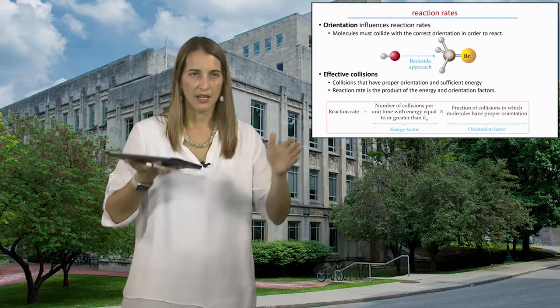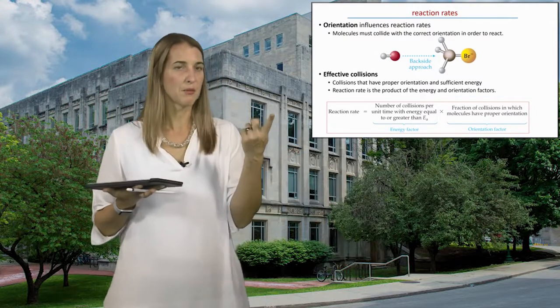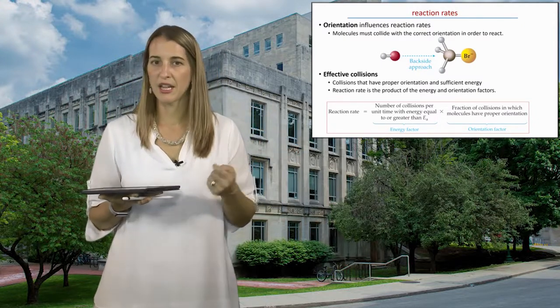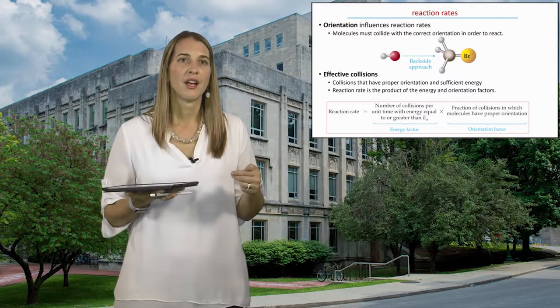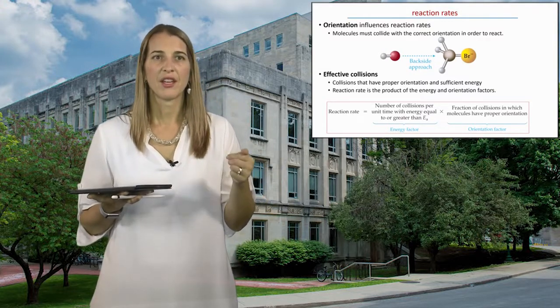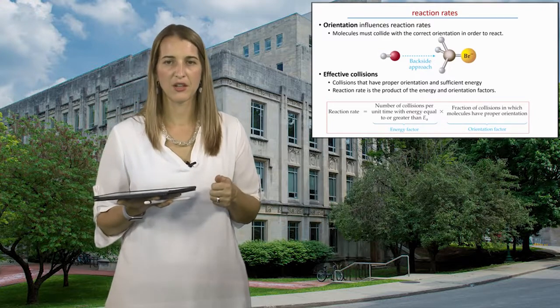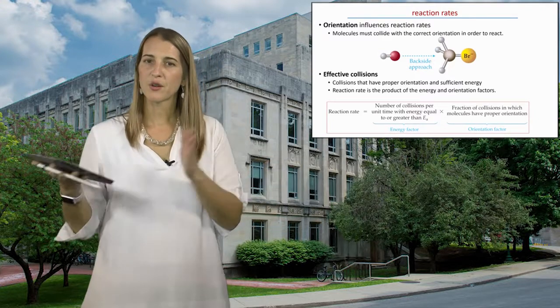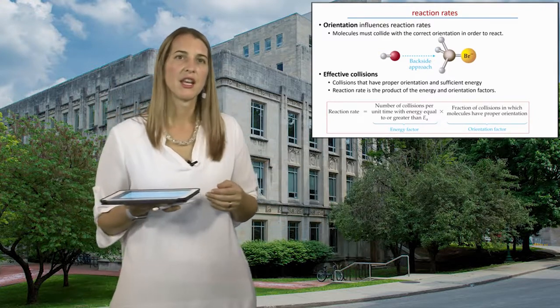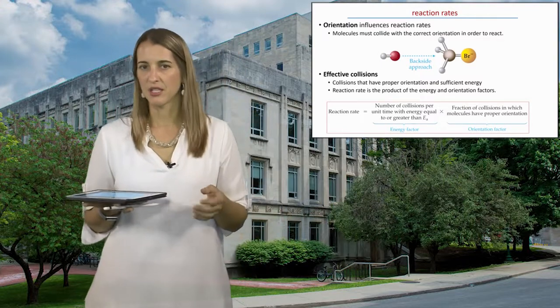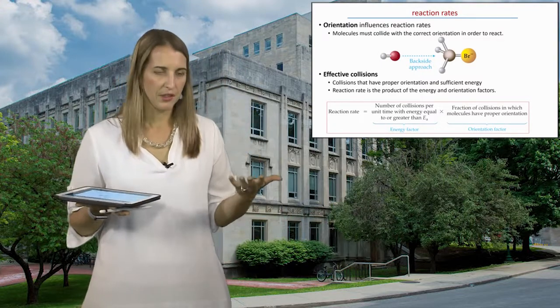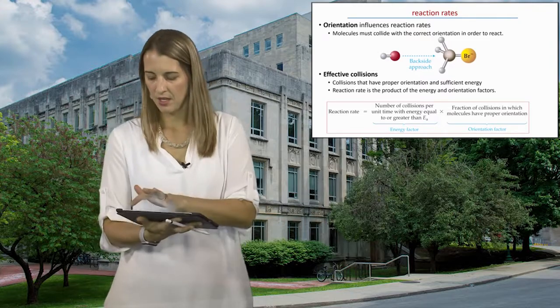So you can see this kind of an energy factor here. That's the number of collisions per unit time that's affected by concentration. And then also, they have to have enough energy to get over that activation energy hump. So that's the energy factor. The orientation factor is the fraction of collisions that have molecules with the proper orientation. So put those together and you will affect the reaction rate.